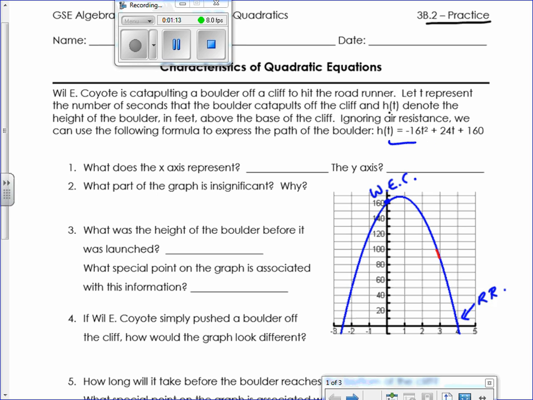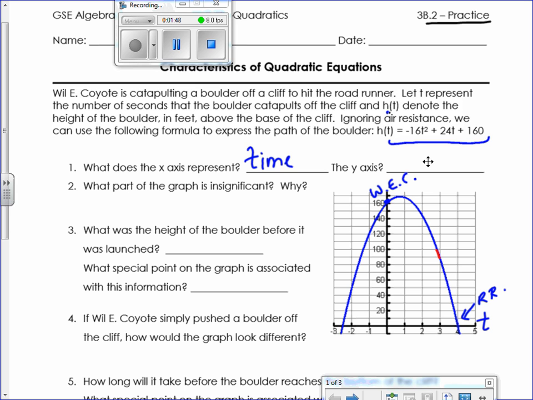So this formula, if you were to graph that in your graphing calculator, or if you don't have one, go to Desmos.com and graph it there, it's going to make this image right here. The first question says, what does the x-axis represent? They tell us that h of t represents the height. This is a function. You might be used to seeing f of x or g of x. So this t is just like an x. That's always our independent variable. So this is t, so that represents time.